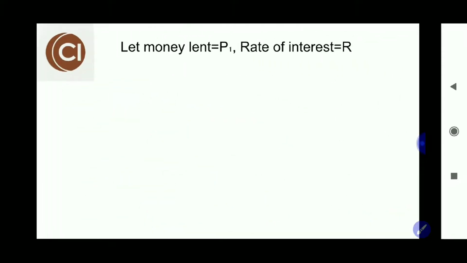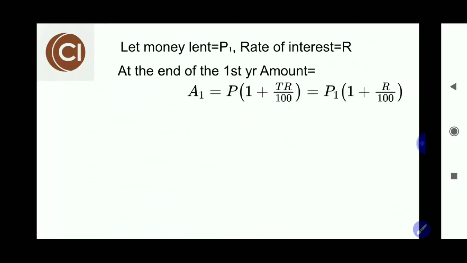Now how do we calculate compound interest? Let the money lent be P1, rate of interest per annum R. At the end of the first year, the amount A1 is equal to, generally the formula is P(1 + TR/100). Here T is 1. So because T is 1, it is P1(1 + R/100).